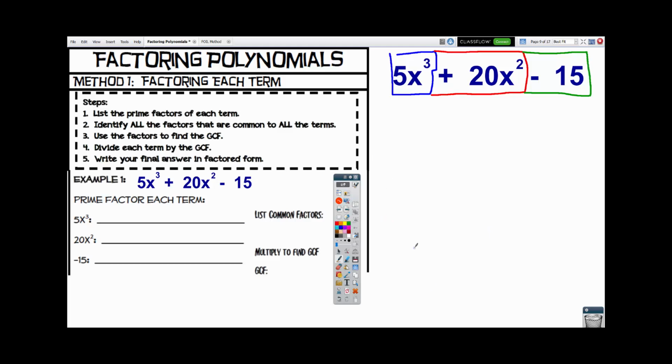Okay, so we are going to start with the coefficients as usual. So we'll start with the blue coefficient, or the coefficient in the blue box. So that's 5, and 5 is a prime number, so there's nothing to be factored from it.